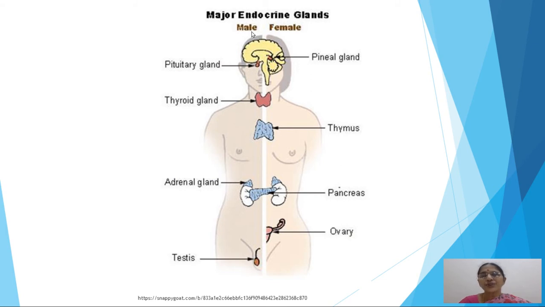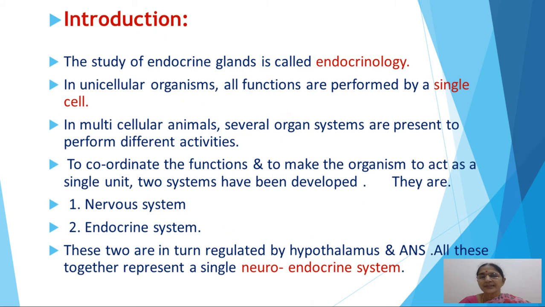Here in this picture, you can see various types of endocrine glands present in the body. One half is showing the part of the male and the other half is showing the part of the female. In this part, there is ovary and in this part, there is a testis. So, both of these are also endocrine glands. The other endocrine glands include pituitary gland, thyroid gland, adrenal gland, pancreas, thymus and pineal gland. All these are the major endocrine glands present in the body.